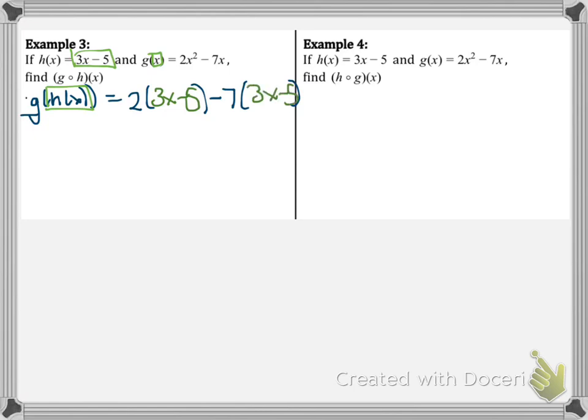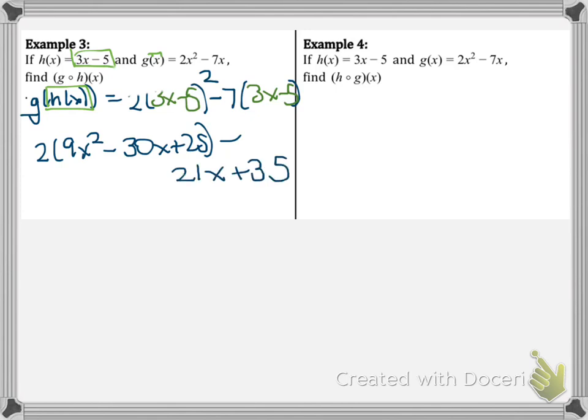Then you solve. So you distribute. This is 6. Oh, we forgot the square outside. So I need to make sure and square that first before I start distributing. So this is 2 times 3x squared is 9x squared minus 30x plus 25. And then this last part will be minus 21x plus 35.